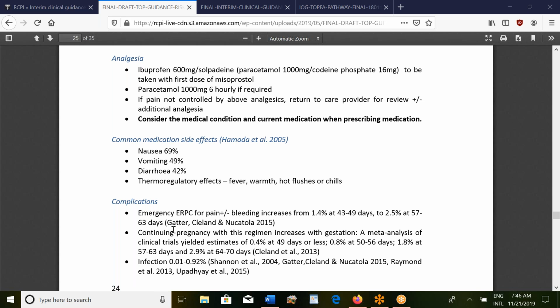So tell her that if you give her medical treatment, it will reduce the chance of having surgical intervention by almost 70%. That is the good point. But if she starts having severe pain, or bleeding increases severely, becomes heavy, she is passing clots, then maybe we will have to go for evacuation of retained products of conception.